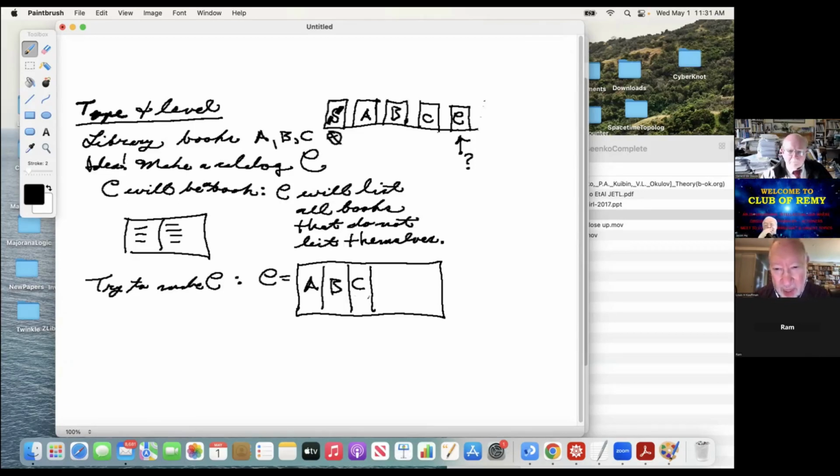And the question is, what about C? If I should put C in, that would be no good, because if I put C in, then C would be listing itself and it wouldn't be allowed in. But if C is not in here, that's troublesome too. On the other hand, if C is not in there, then C is not listing itself, and that seems to say that C should list itself, and I have a problem, right?